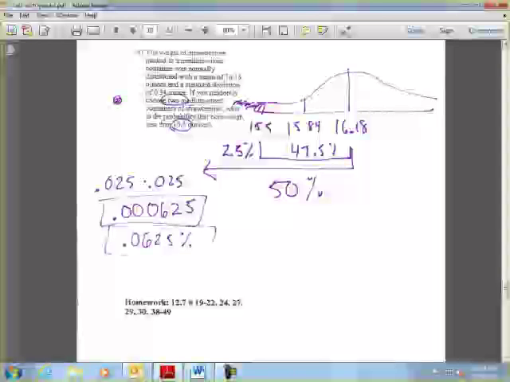So once again, not very likely that this is going to happen to us, that we're going to get kind of ripped off twice. Right.